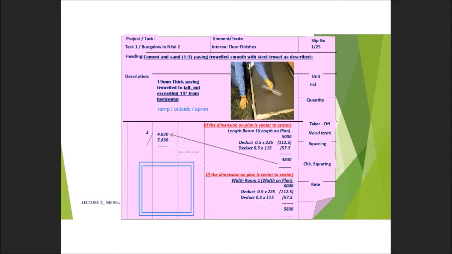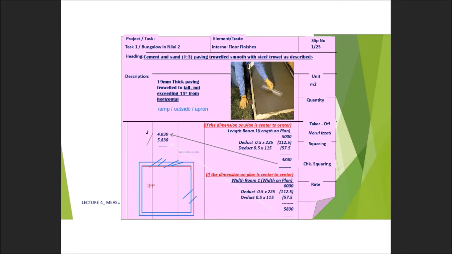Let's say you would like to measure the internal floor finishes. Let's say this brick wall is sketched in blue color. How do you want to measure the internal floor finishes? Because the unit is meter square, you only measure from internal to internal. So from the length, you have to take not the center line, because normally the dimension given in the drawing is center line. You have to take the internal line.